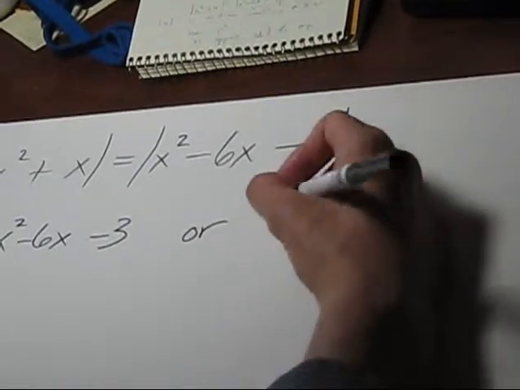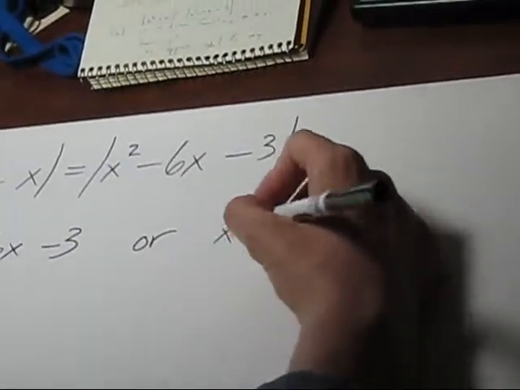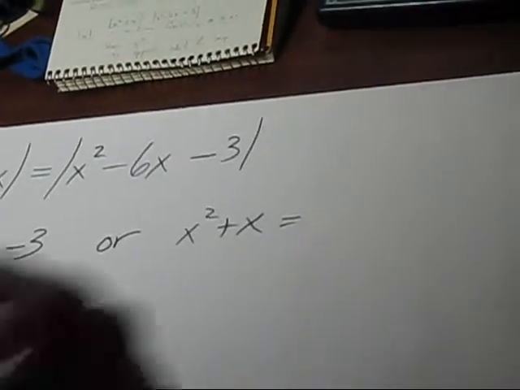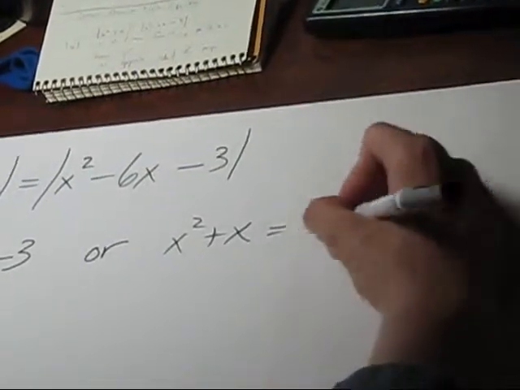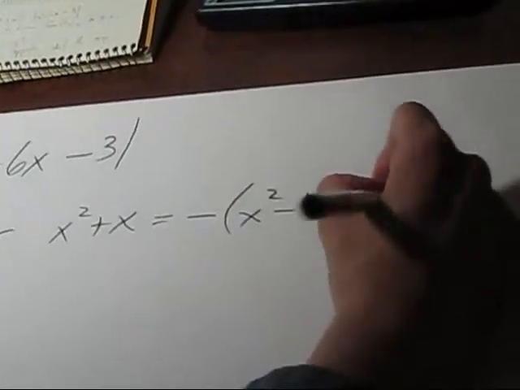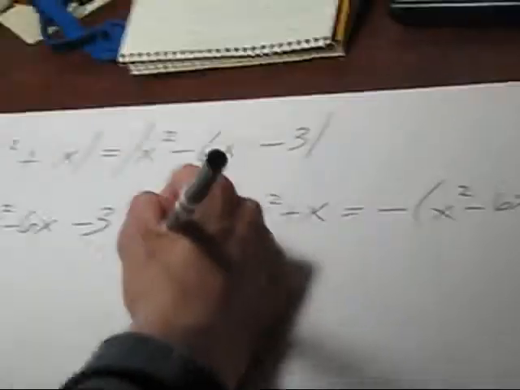So let's set x squared plus x equal to the exact opposite of the right side. Okay, and then we solve these two.